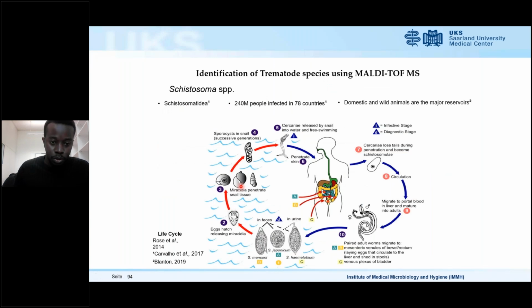Schistosomiasis is also a tropical disease caused by a parasitic worm called schistosome. It was estimated that around 240 million people are infected in around 78 countries around the world. The life cycle of these parasites is also complex, and it involves humans, freshwater, and snails.